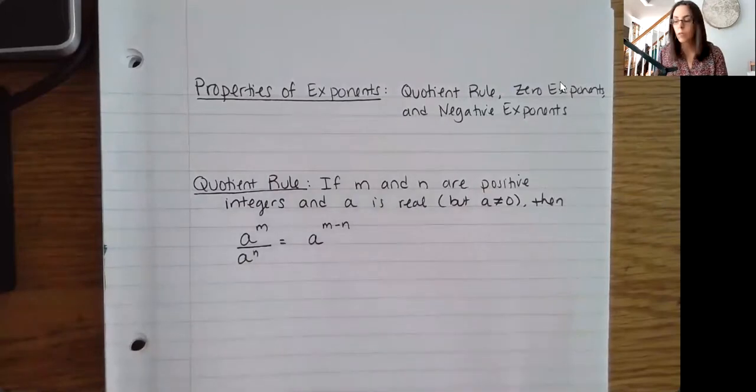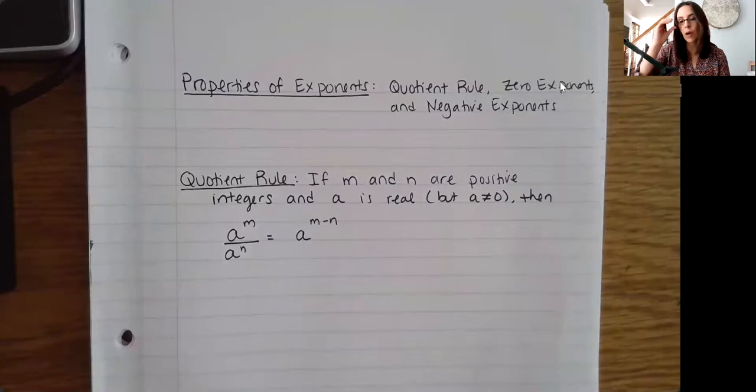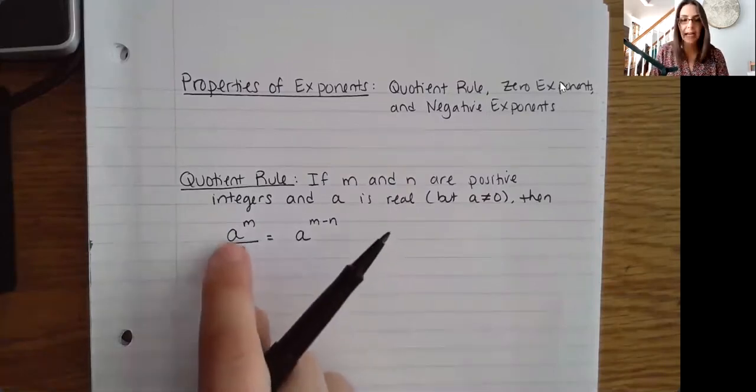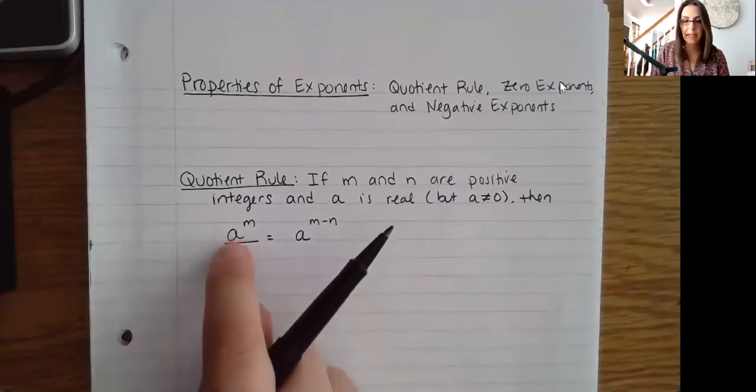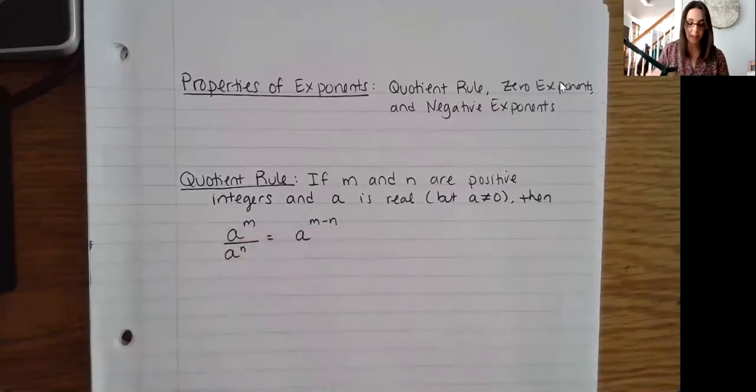Okay. So here is our quotient rule. It says if m and n are positive integers and a is a real number, but a is not 0, then we have the following rule. So if we are dividing with the same base, so both of those have base a, then what you can do, the shortcut is to just subtract the exponents.